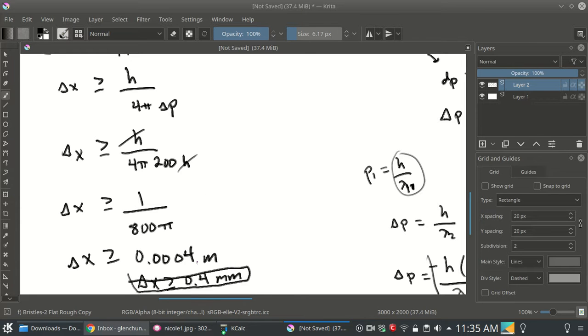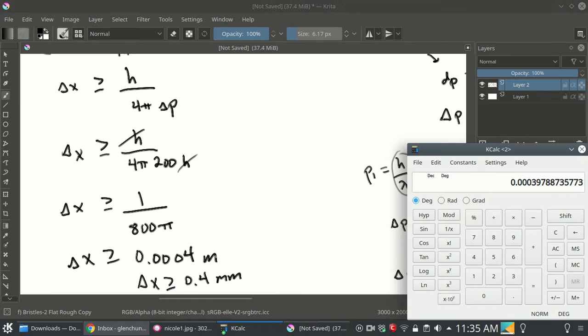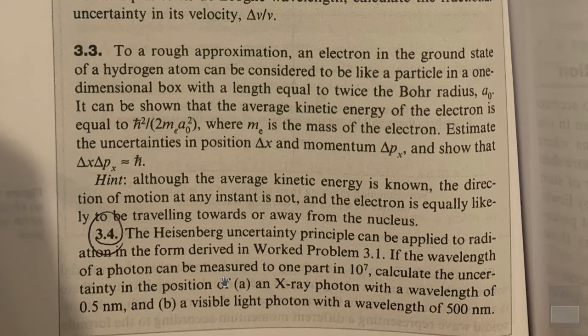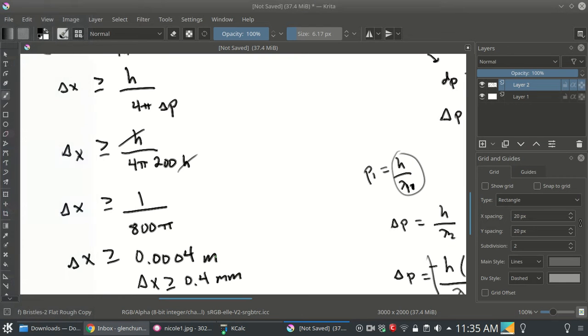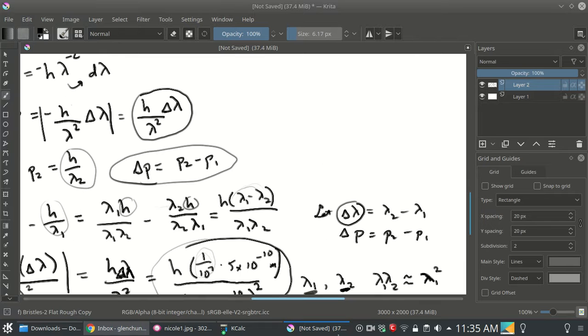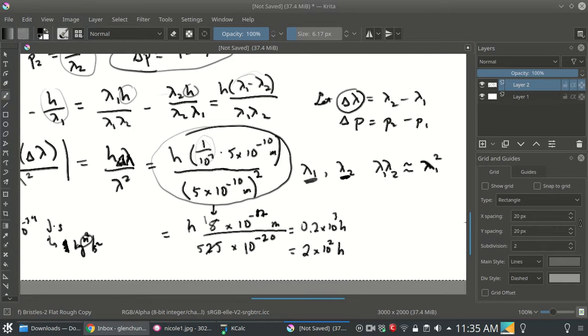Let's do the same thing for part B. Part B, a visible light photon with a wavelength of 500 nanometers. All right, so we don't actually need to do the whole thing over again. We're just going to change this number down here to 10 to the negative 7th. That 500 nanometers is 5 times 10 to the negative 7th meters. So everything is going to be the same, except this number here is going to be 14.